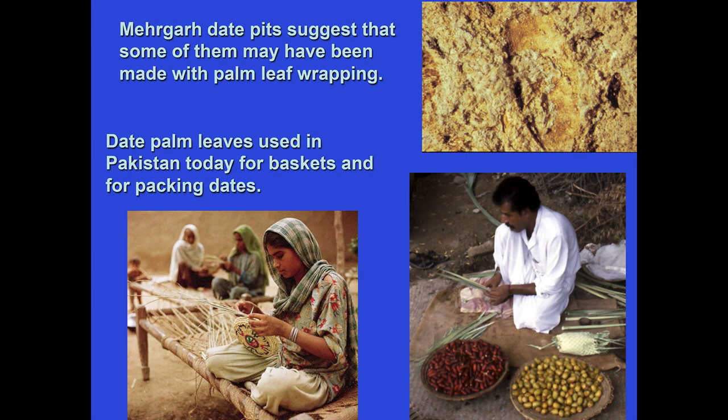We also have dates that are being collected from the wild, and those date seed impressions are found in the mud bricks, as well as fibers and the leaves of the date palm. The leaves of the date palm become the foundation for baskets. And the basketry that's made today in Pakistan and India is based on a lot of the palm and the different grasses that are growing in the environment. You can make baskets out of it, you can make containers to put your dates in.